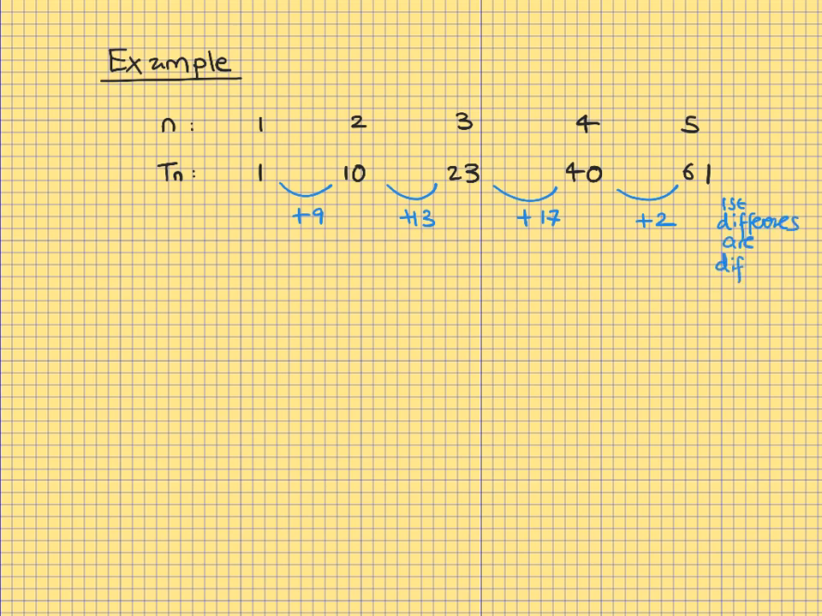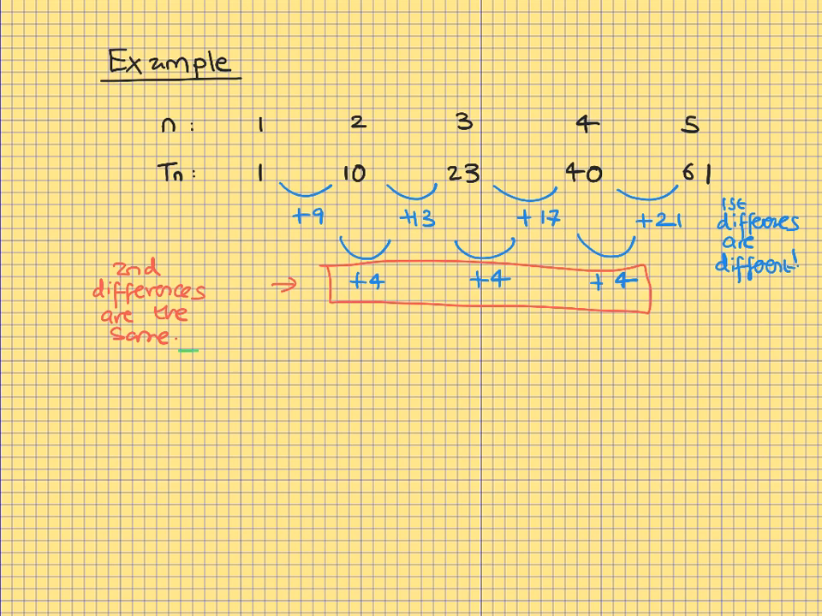are different. They're not the same. So this tells us it's not a linear sequence, it must be quadratic. Let's investigate the second layer of differences. Plus 4, plus 4, plus 4. So we can see very clearly that the second differences are the same. And it's this that tells us that we are dealing with a quadratic sequence.